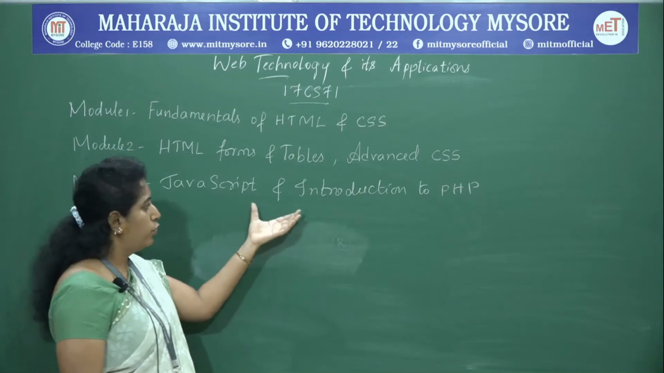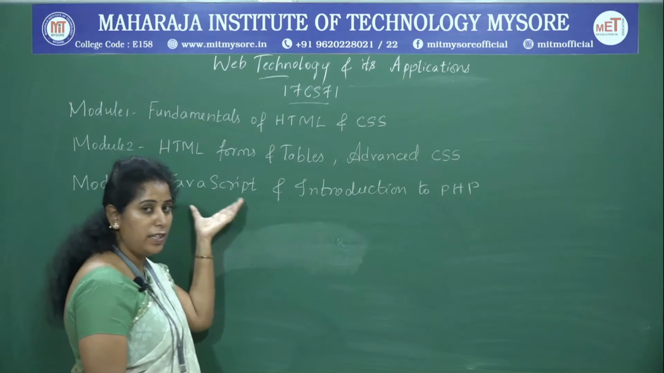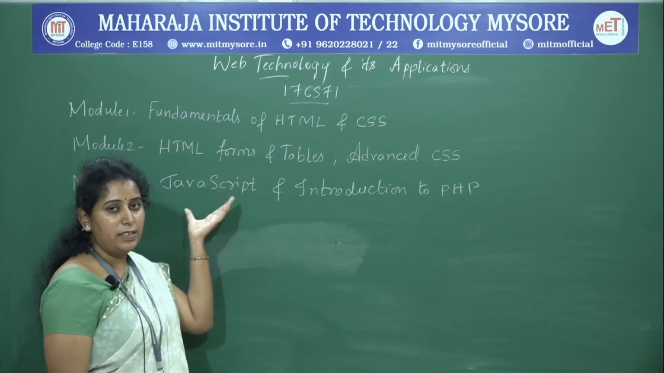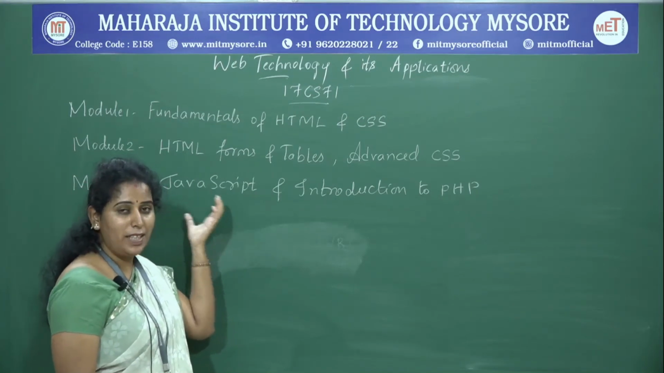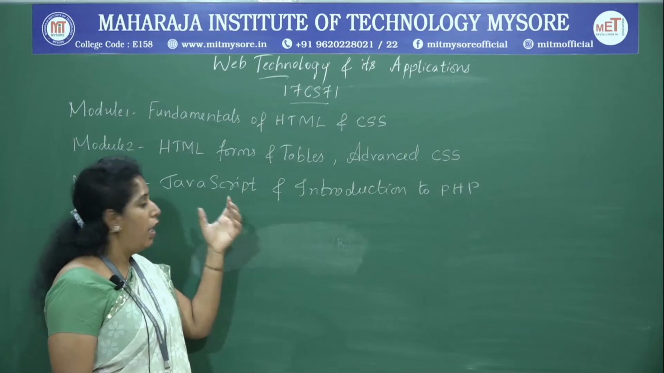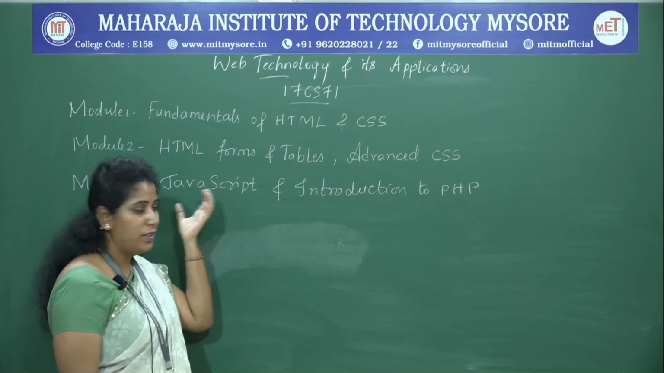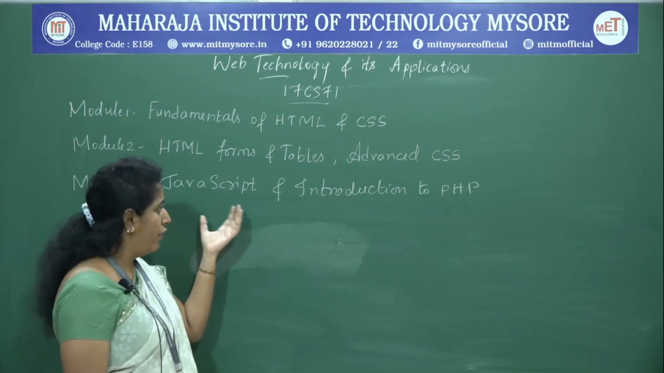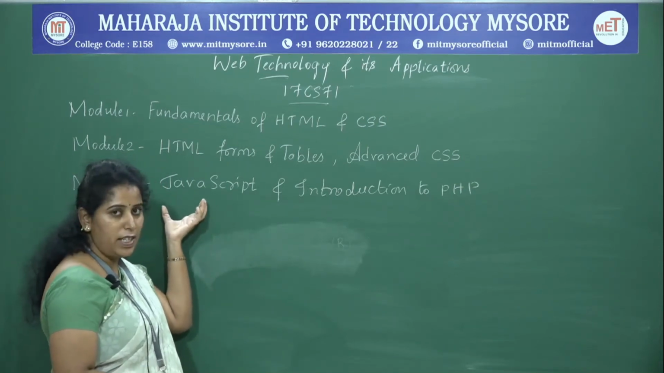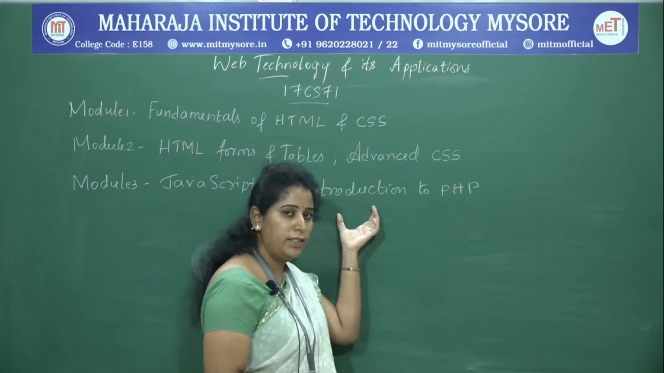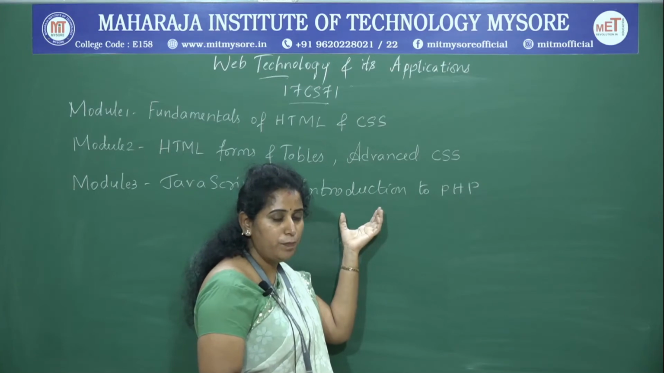Here again we discuss 2 chapters under this module 3. One is JavaScript. Just now I said it is client side programming. Here you will get to know what JavaScript is, what the design principles are, and also how to use this script in the HTML document. Also the document object model and events, so many points we will discuss under this chapter. Coming to the second chapter of module 3, PHP is called a server side programming tool.